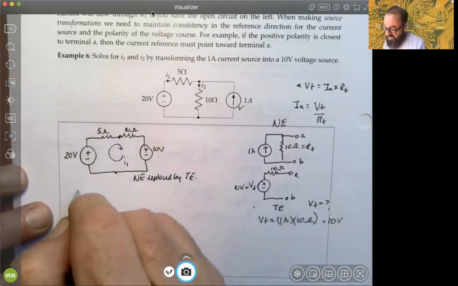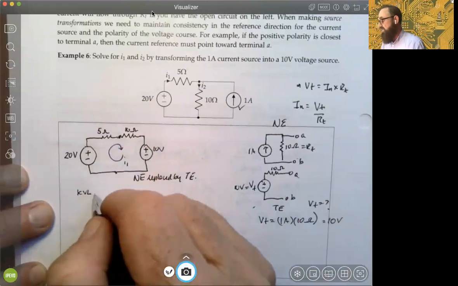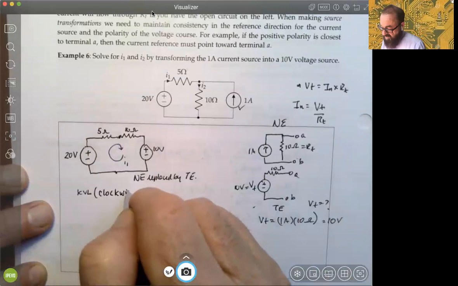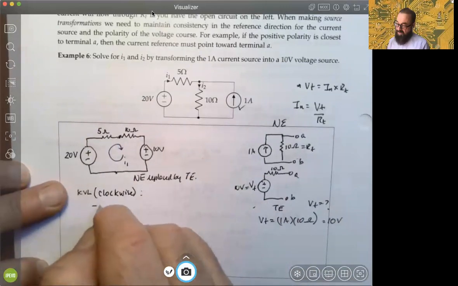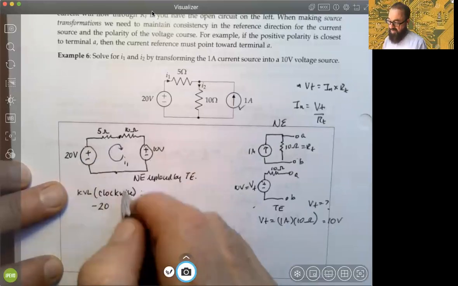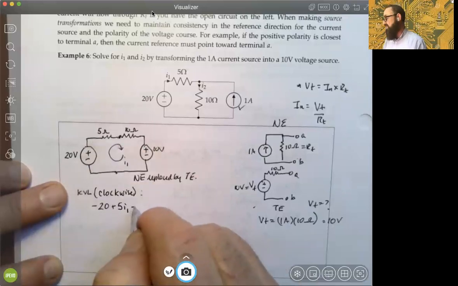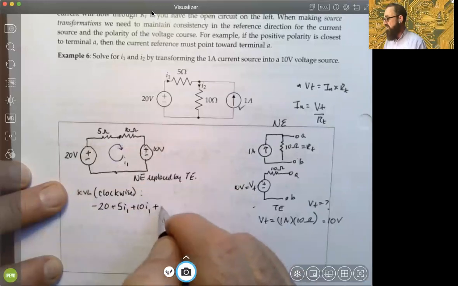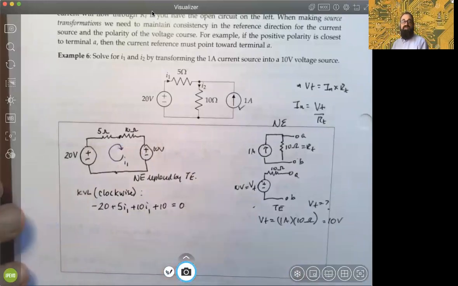But now we could do KVL very easily because we have all voltage sources here, and we can find the voltage representations using KVL, the other resistances. We'll go KVL clockwise, and we'll come into the negative polarity of the 10 volt source. So we'll have minus 20 of the 20 volt source. You would have a 5 ohm resistance times the mesh current I1. Then you would have 10 ohms times I1 as well, correct? And then you'll come in the positive polarity of the 10 volt source from the Thevenin equivalent, right? So that is equal to 0.